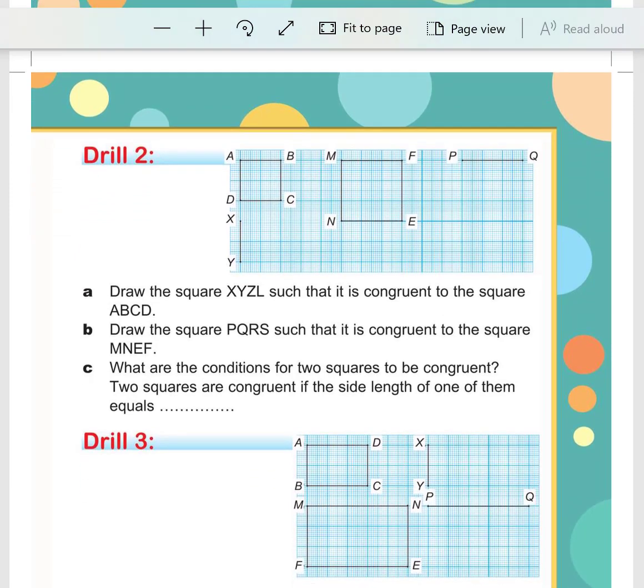The first case is the square. All of us know that all squares have angles equal to 90 degrees. That means if we want to know whether two squares are congruent or not, we want one side to equal the side in the other square. So the condition of congruency of two squares is: two squares are congruent if the side length of one of them equals the side length of the other.